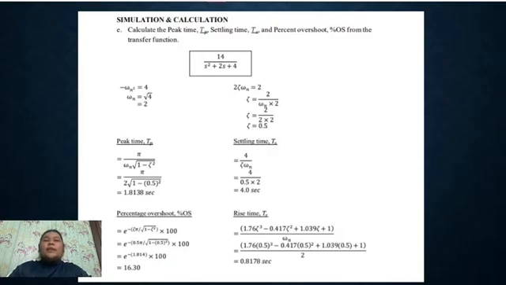Next, for settling time, we use this formula: 4 over damping ratio times Wn, and the final answer is 4 seconds. Lastly, for the rise time, we substitute our damping ratio and natural frequency into this formula: 1.76 damping ratio cubed minus 0.417 damping ratio squared plus 1.039 damping ratio plus 1, over Wn. After we calculate, we get the final answer 0.8178 seconds. Yeah, that's all from me. I will pass to Nabilah to explain about the MATLAB.